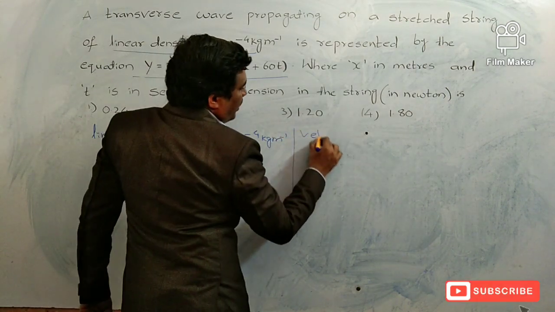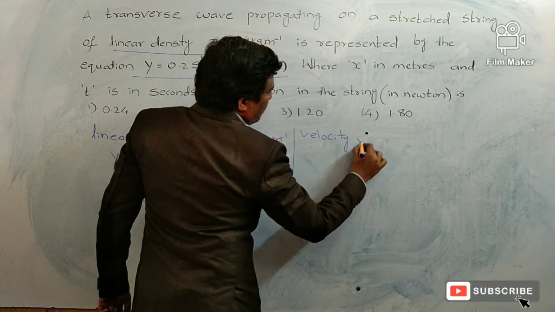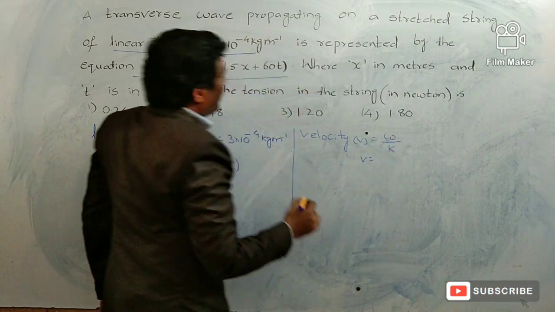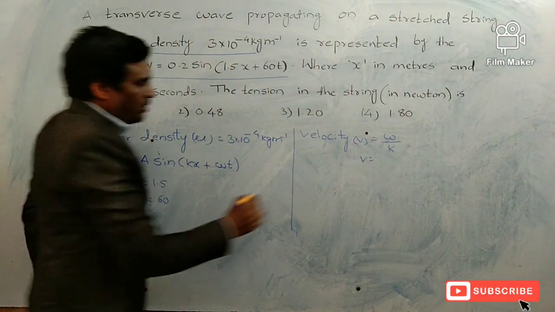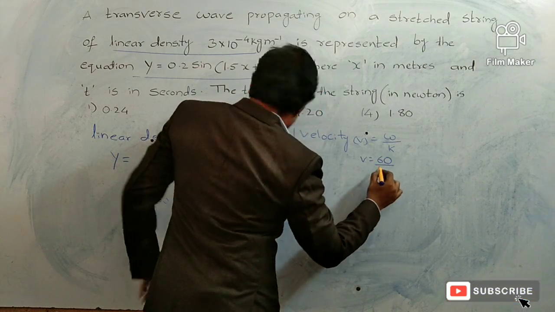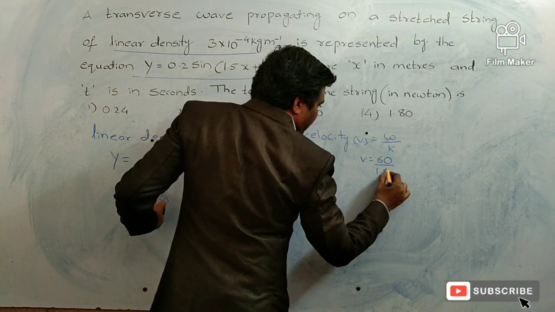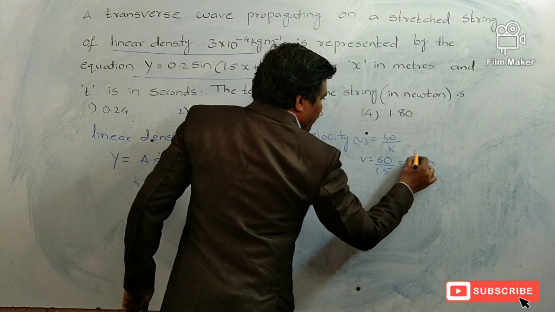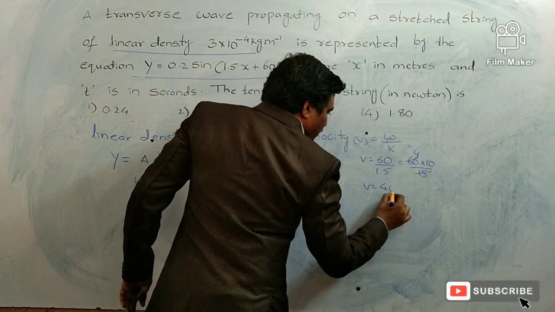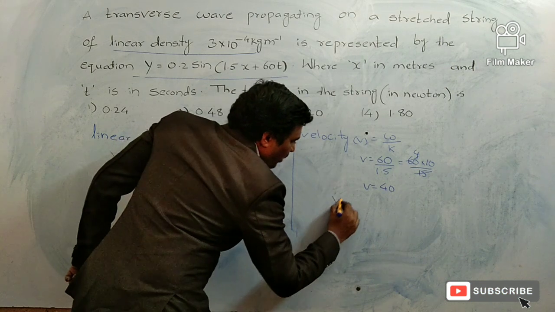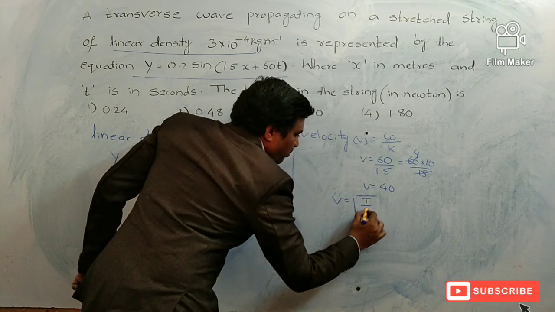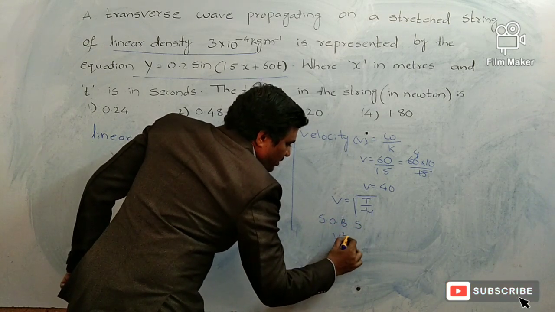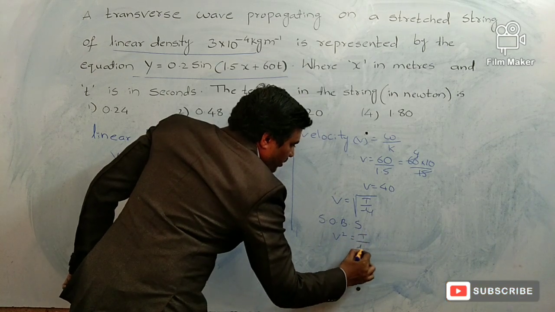Now the velocity v equals omega by k. What is the omega value? Omega is 60, by the k value, that is 1.5. So it is 60 by 1.5, that is 600 by 15, so v equals 40. We know one formula, v equals under root of T by mu. Now squaring on both sides, v square equals T by mu.